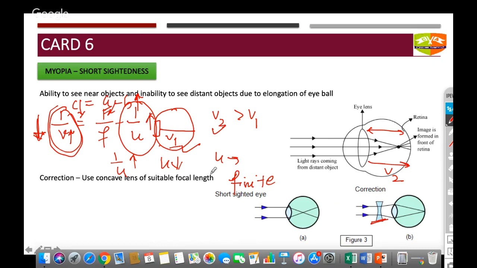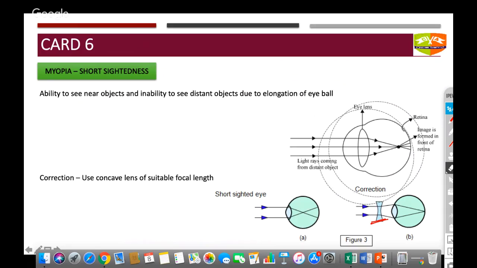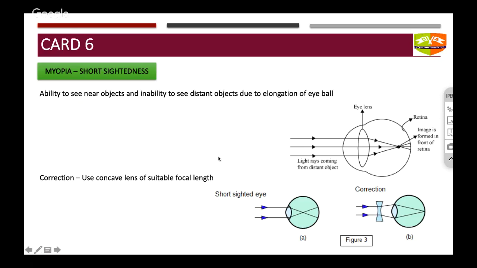So this is what is meant to be explained in this particular concept. So I have explained myopia to you. Now let me move to hypermetropia.